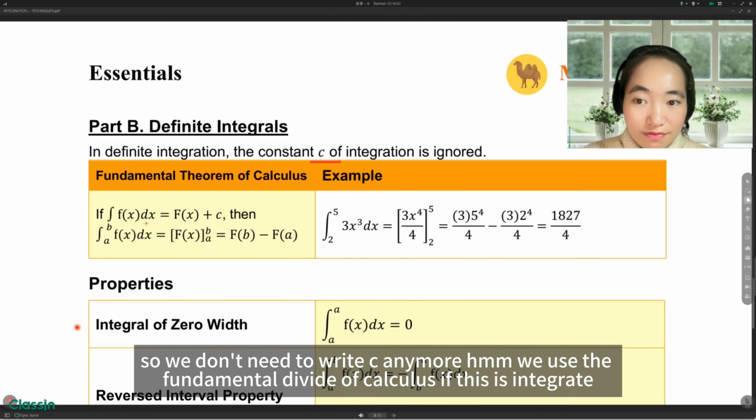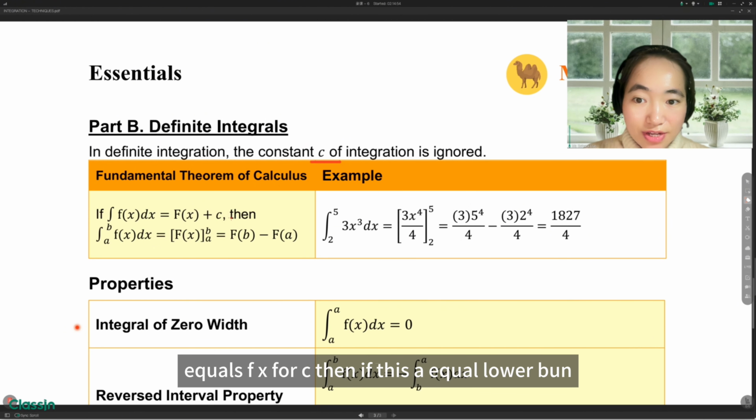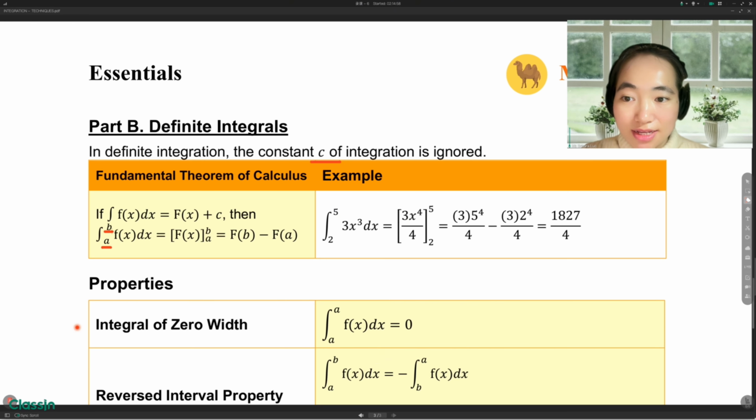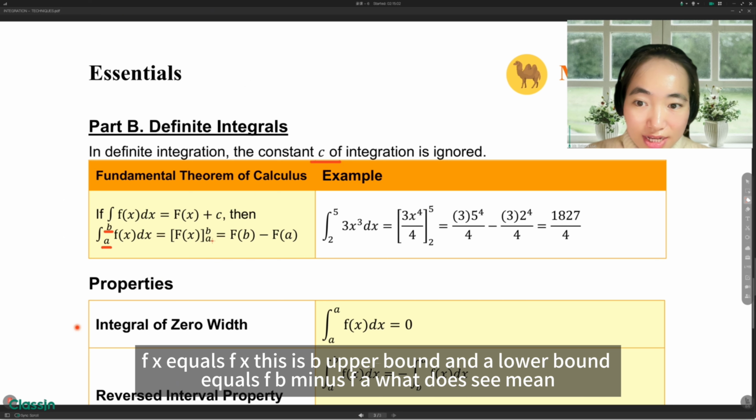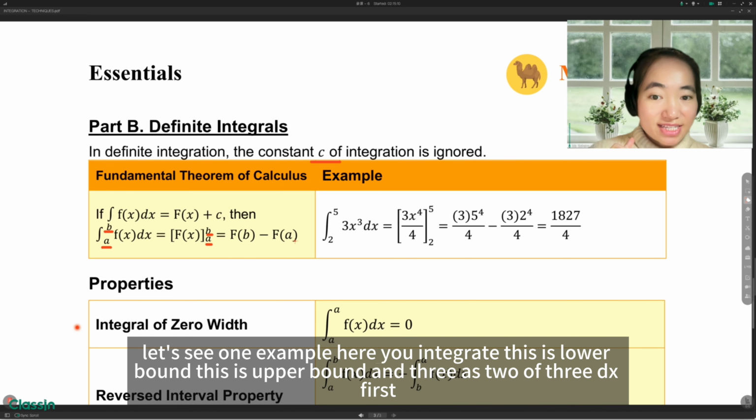If the integral of f(x) equals F(x) plus c, then a is called the lower bound and b is the upper bound. The result is F(b) minus F(a). What does it mean? Let's see one example. Here you integrate from the lower bound to the upper bound, 3x to the power 3 dx.